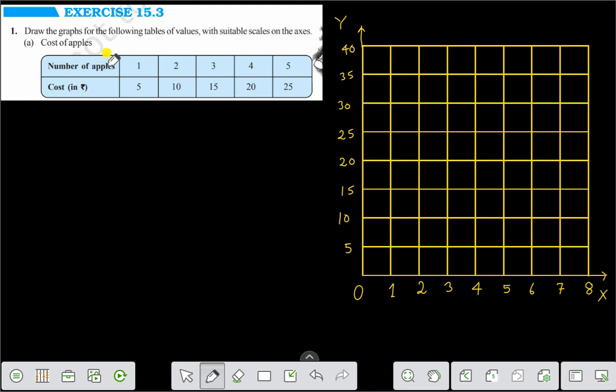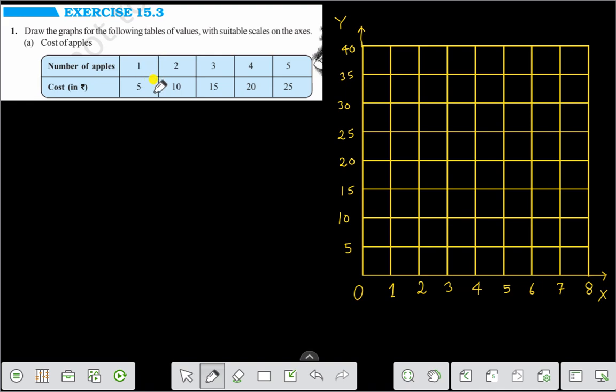Here it is given that when the number of apples is 1, the cost in rupees is 5. When the number of apples is 2, the cost in rupees is 10. When the number of apples is 3, the cost in rupees is 15. When the number of apples is 4, the cost in rupees is 20. When the number of apples is 5, the cost in rupees is 25.